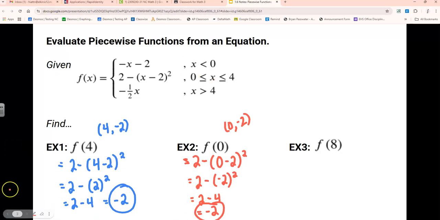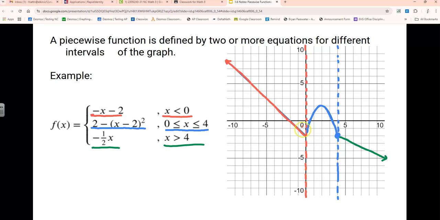So if I flip back over here real quick to my graph, (0, -2) is in fact right there, a point on my graph. So that lets me know I've probably done it correctly.